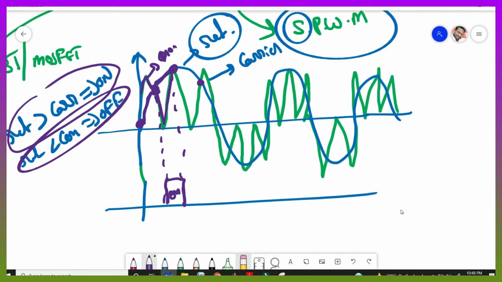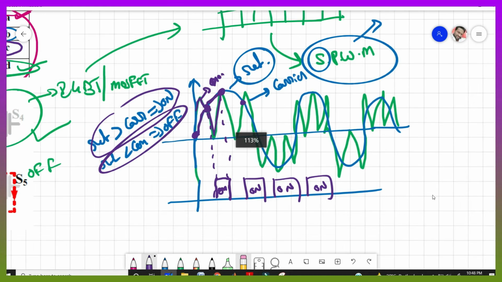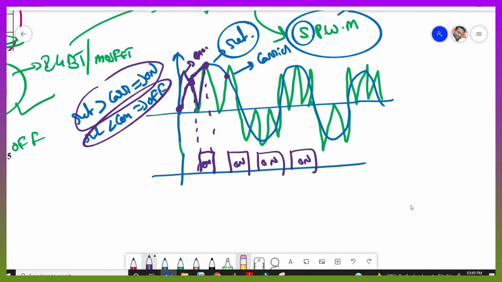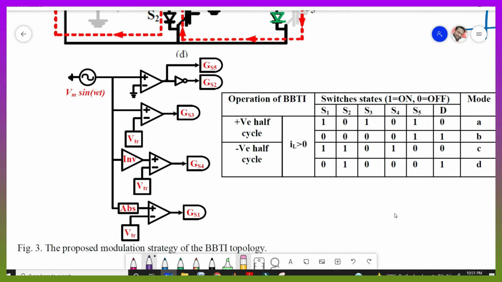Okay, so like this we can generate the on-off pulses for our switches. Off and again on, again off, again on, again off, again on. Like this we are taking the pulses to our switches. This is the simple sinusoidal pulse width modulation we are using here, to turn on and to turn off the switches. And the main thing you need to know is that this diagram makes the pulse width modulation technique for our circuit.